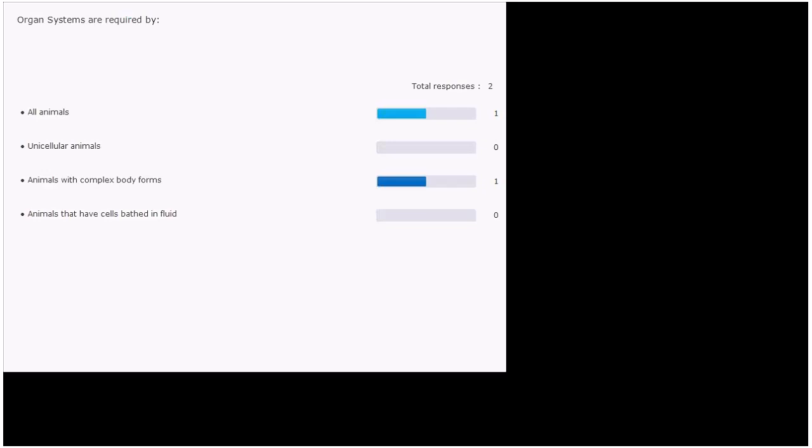Good, so the answer is actually animals with complex body forms. That's right. It wouldn't be all animals, because some animals are only like 1 or 2 cells, so they have very simple structures which would not have organ systems. It's animals with complex body forms, like humans and birds and reptiles, amphibians. We're complex, so we require those systems.